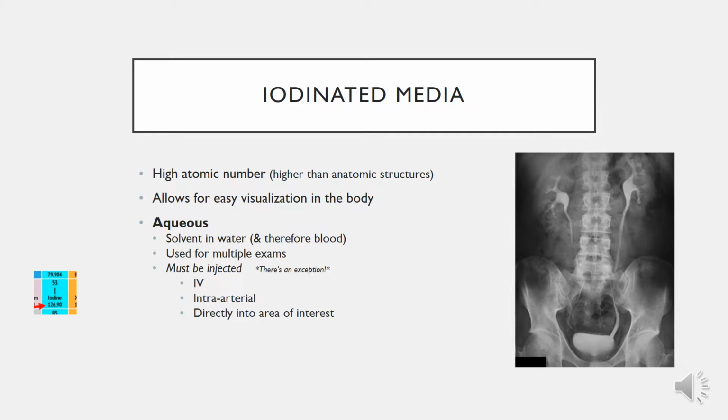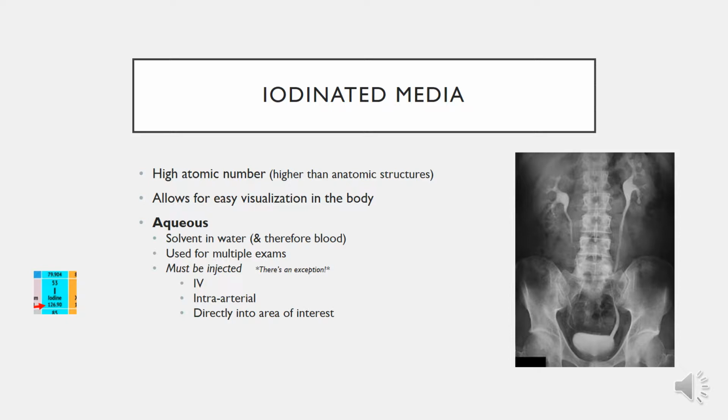All right, so our iodinated contrast media. This is our water-soluble contrast media that we talked about in our last lecture. So iodinated contrast media contains iodine, which has a high atomic mass and a high atomic weight. It's higher than the atoms that make up our anatomic structures, and therefore it's going to be very obvious on our X-ray images. It allows for easy visualization within the body.